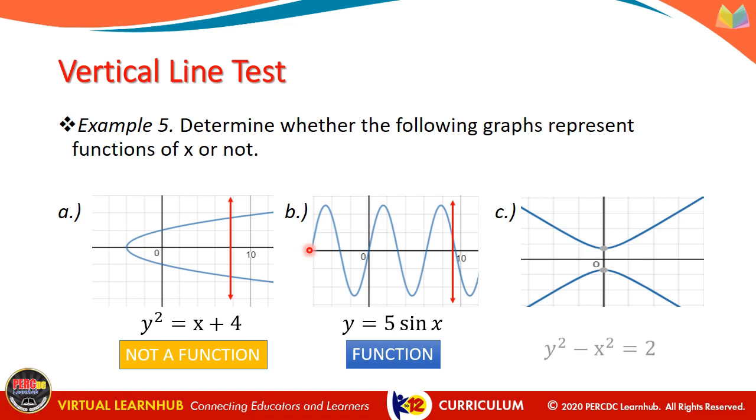Graph C is a graph for y squared minus x squared equals 2. If we are going to draw a vertical line and then move it from left to right, we can see that there are instances that the vertical line intersects the curve at 2 points. So, this graph does not represent a function of x. Okay?